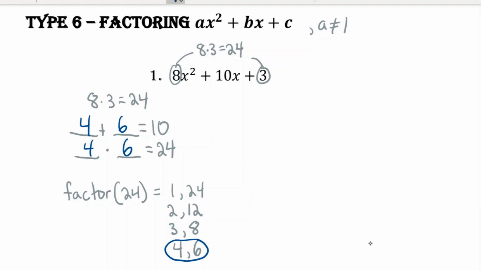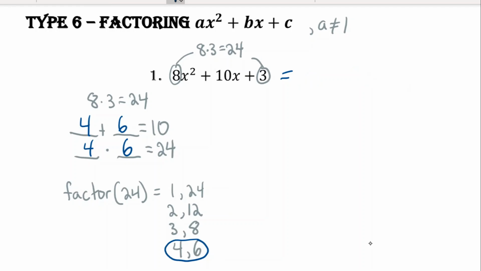All right. So rather than just do this where we went x and just put plus 4 plus 6, we can't do that because look, x times x does not give you 8x squared, and that's what we need. We need to get 8x squared. So it's a little more complicated than this.